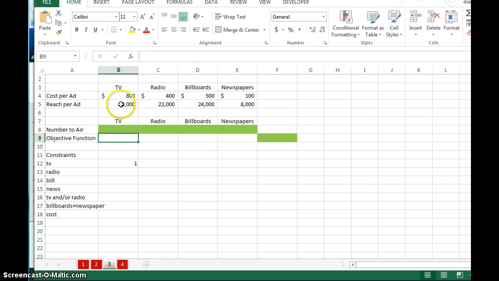The reach per ad is your objective function. So these numbers are what you're going to enter for the objective function because you want to maximize your reach. Like we've done the other problems, you'll fill in all your constraints. And I'm going to give you a hint on the billboards and newspapers. You're going to enter a negative amount on one of these and two positive amounts, because if you combine the billboards and newspapers, it adds a cost and takes a cost off.